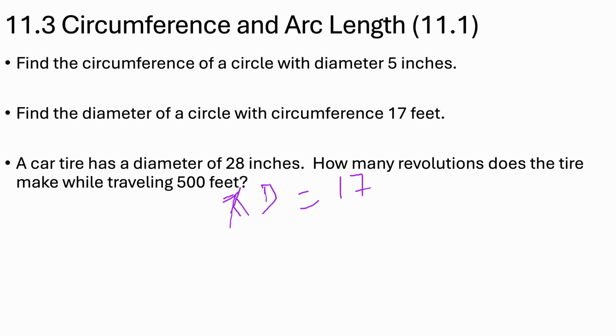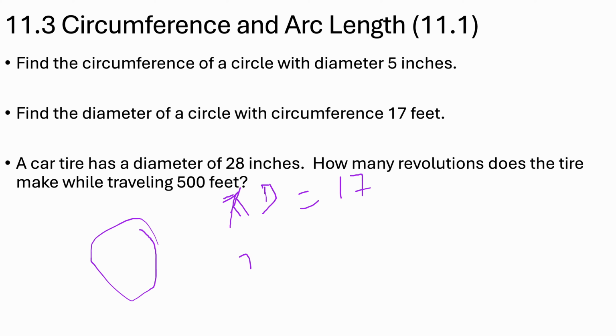A car tire has a diameter of 28 inches. How many revolutions does the tire make while traveling 500 feet? Okay, how will you find this? This is very easy. In one rotation, how much is the tire going to travel? It is going to travel the circumference of this tire.